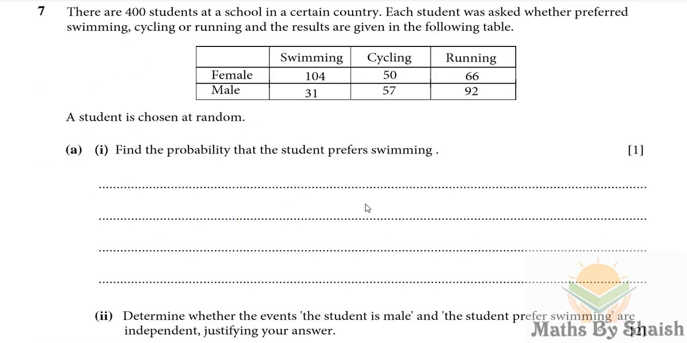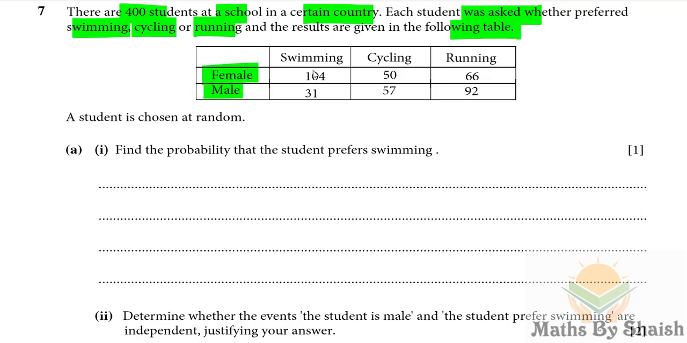And here's the 7th question. There are 400 students at school in a certain country. Each student was asked whether they preferred swimming, cycling or running, and the results are given in the following data table. We can see male and female also, and swimming, cycling and running.